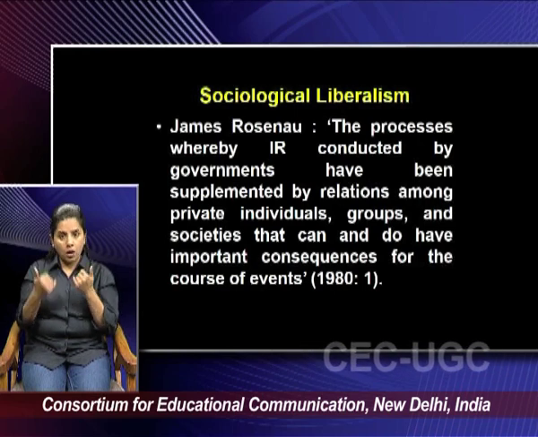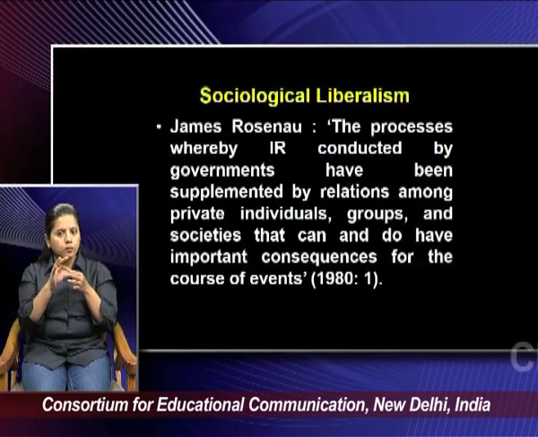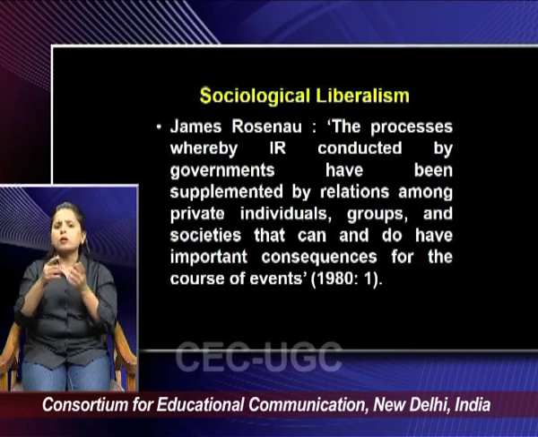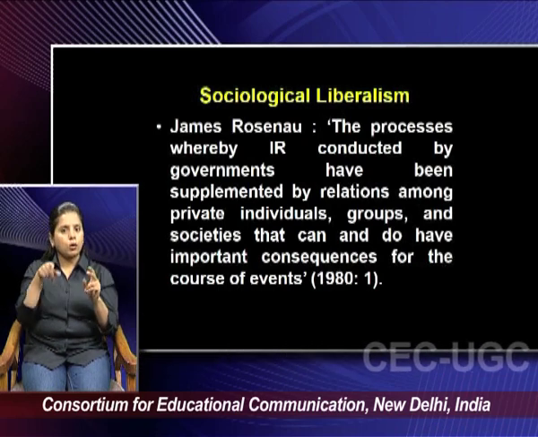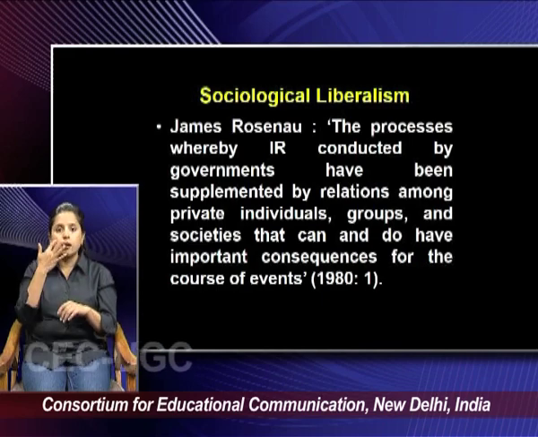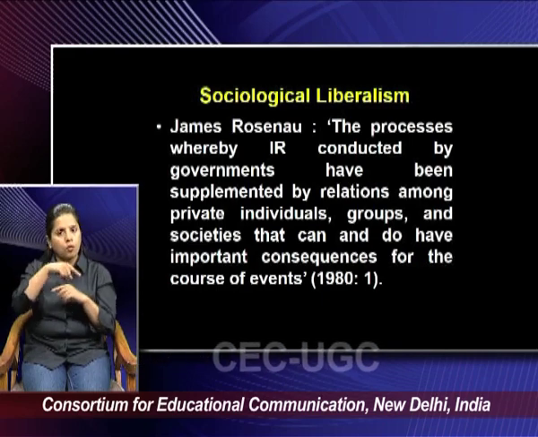One of the important thinkers of sociological liberalism was James Rosenau. He says that the processes whereby international relations conducted by governments have been supplemented by relations among private individuals, among groups and societies that can and do have important consequences for the course of events. So, Rosenau also talks about relations not just between states but also between individuals, groups and societies.